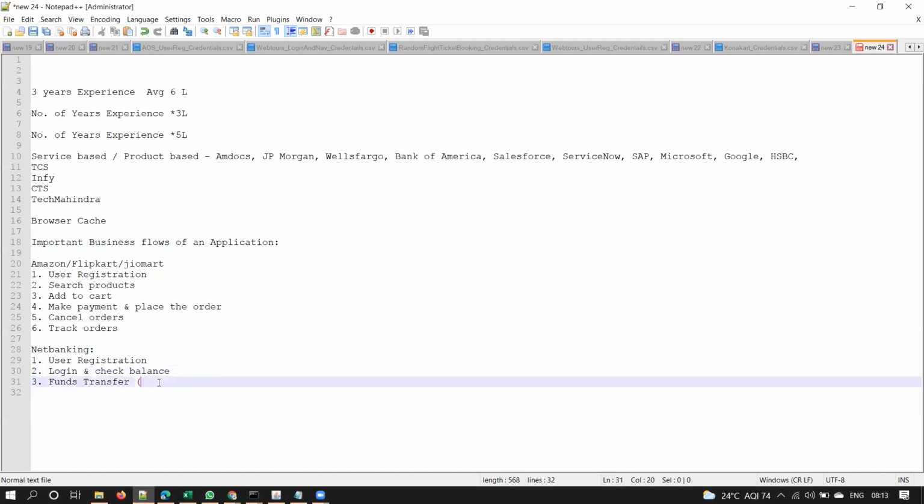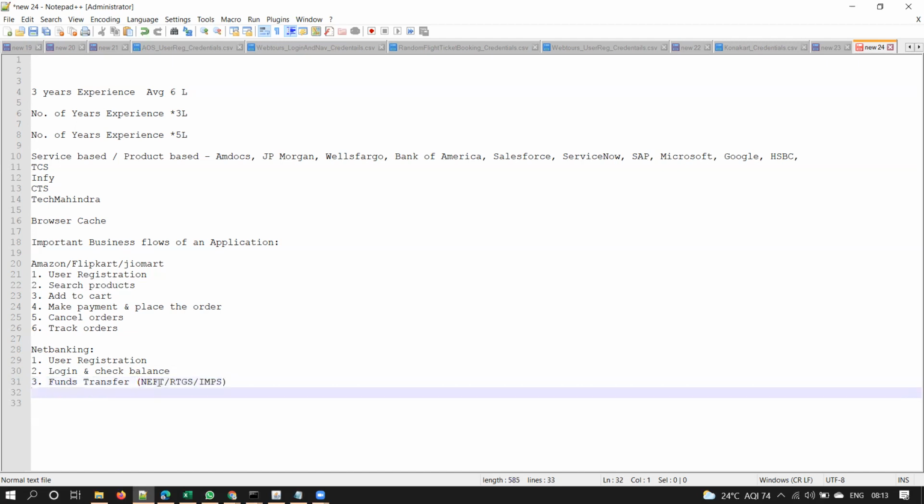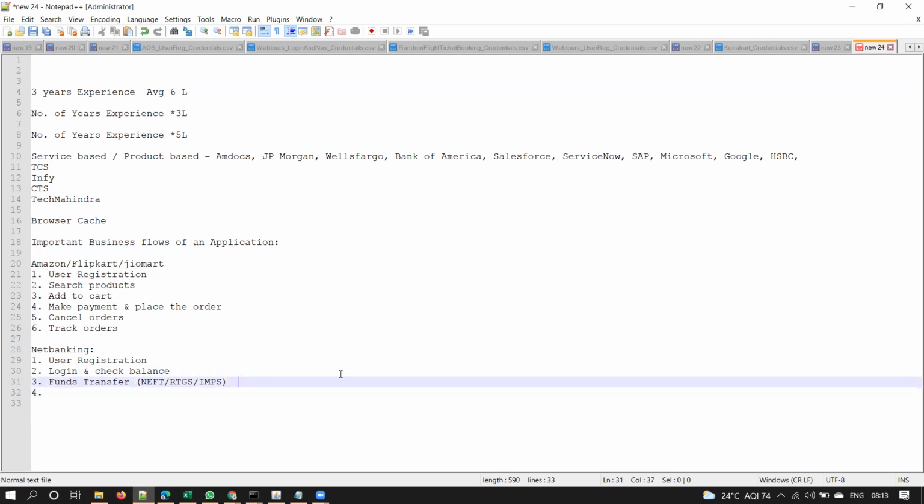In fund transfer, we have three different types in India: RTGS, NEFT, and IMPS. These are the different types of fund transfer. In India we have NEFT, RTGS, and IMPS. If it is the US, they call that a wire transfer, international wire transfer.